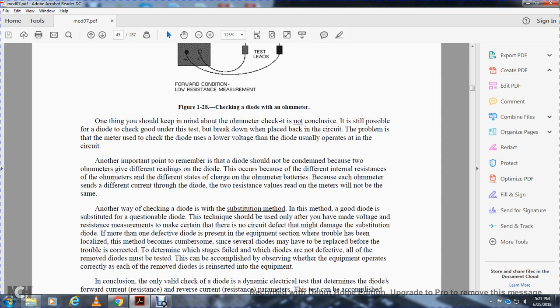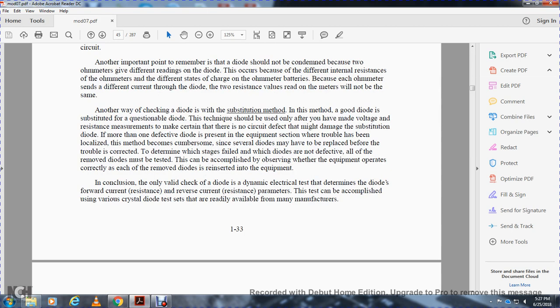Another important point to remember is that a diode should not be condemned because two ohmmeters give different readings of the diode. This occurs because of the different internal resistance of the ohmmeters, the different states of charge of the ohmmeter batteries, and the different amounts of current through the diode. The two resistance values read with the meters will not be the same.